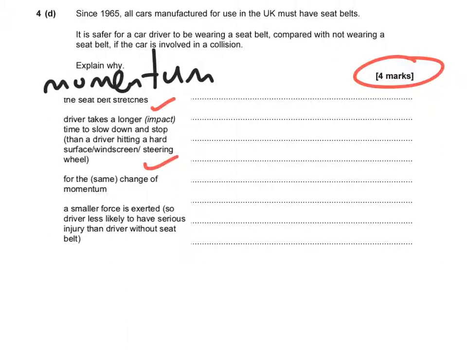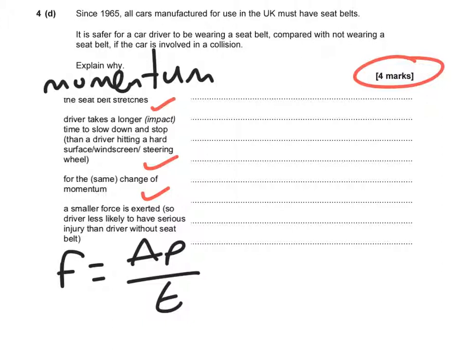The second mark. It takes longer for the same change of momentum because you're going from whatever speed you're travelling at beforehand to usually 0 after the collision. And because that change of momentum takes longer, the overall force exerted on the driver is going to be less. That comes from the equation force is change of momentum over time. So you can see for the same change of momentum, if we make t bigger, we're going to reduce the force F.